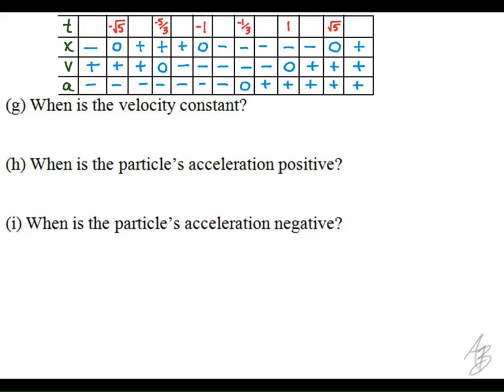Alright, when is the velocity constant? Well, the velocity is going to be constant when the acceleration is 0. That means that the velocity is not changing. So the velocity is constant at t equals negative 1/3.